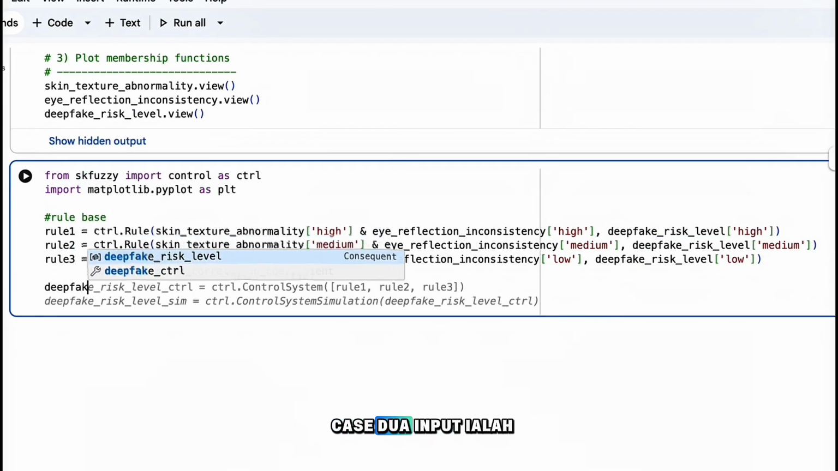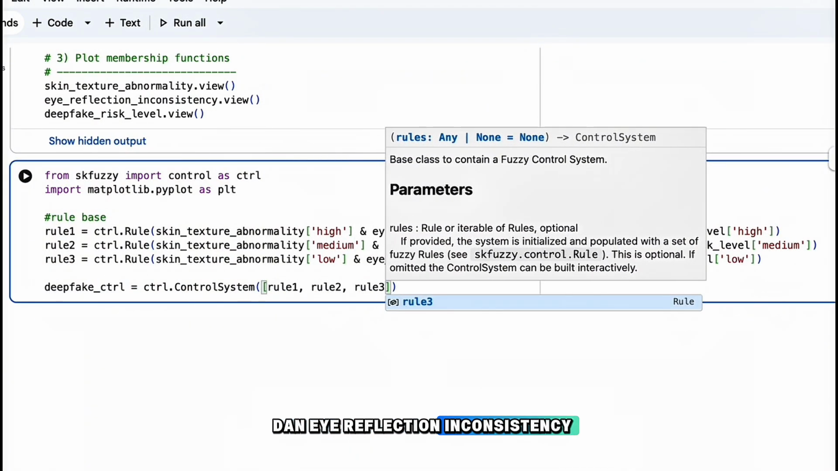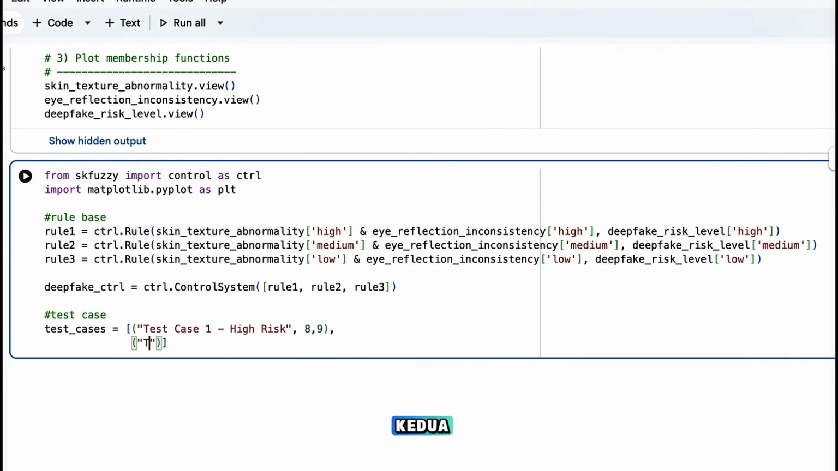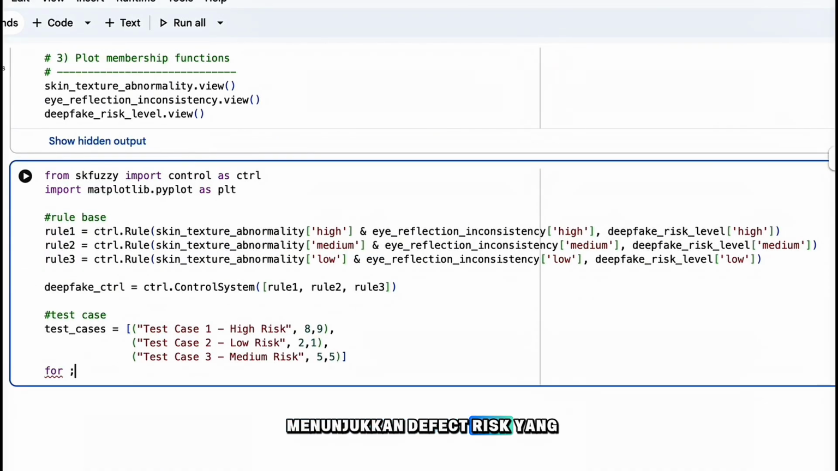Manakala untuk test case 2, input ialah skin texture abnormality equal to 2 dan eye reflection inconsistency equal to 1. Hanya rule 3 yang valid, iaitu if skin texture is low and eye reflection is low, then deepfake risk level is low. Rule ni valid sebab kedua input berada dalam kategori low membership. Firing strength kira-kira 0.8 dan hasil defuzzification adalah low crisp output yang menunjukkan deepfake risk yang rendah.